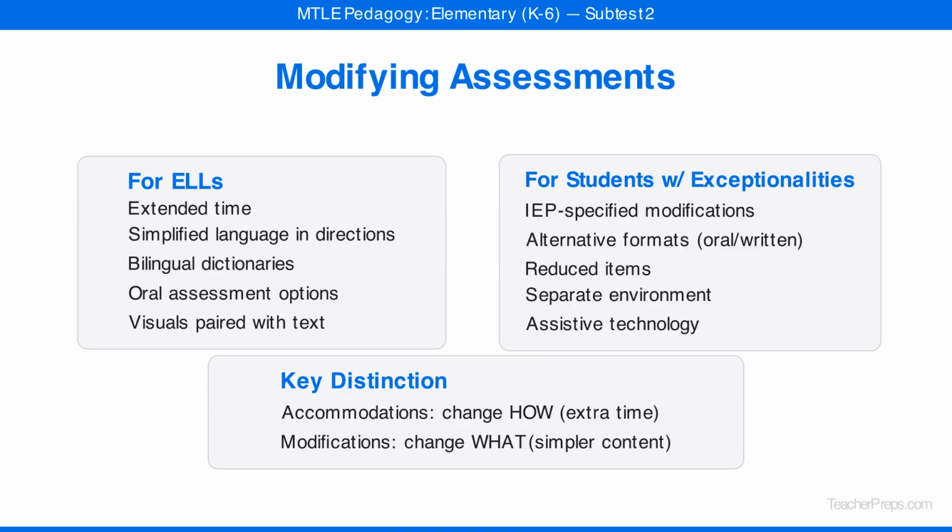For record keeping and communication, know FERPA basics. Student records are confidential. Only share with authorized individuals. Use data to create graphs showing student growth over time. Communicate with parents through conferences, progress reports, and digital tools like ClassDojo or Seesaw. Lead parent conferences with strengths, share data, and set collaborative goals.